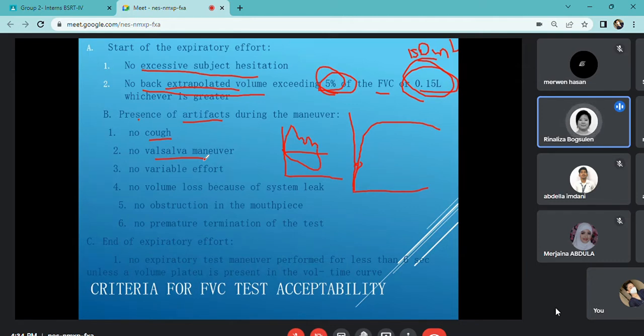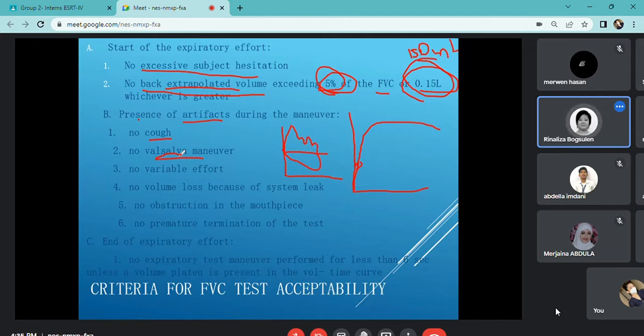Ito yung pag constipated ka, 'di ba? So what you are doing while you are constipated is what you call as Valsalva maneuver. So ibig sabihin nun, you forcefully exhale against your closed glottis. Okay? So madali lang siya.